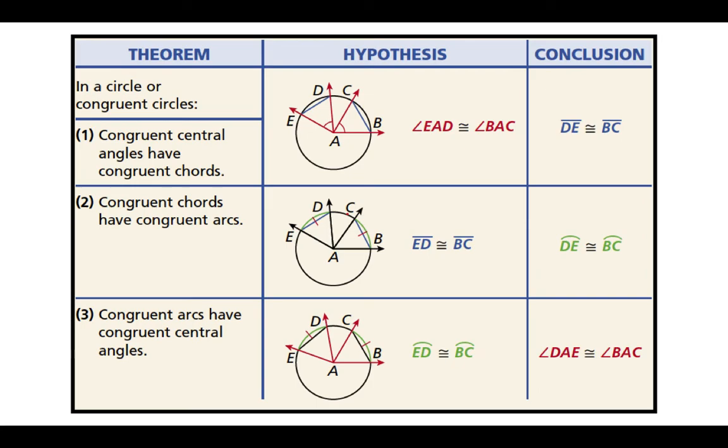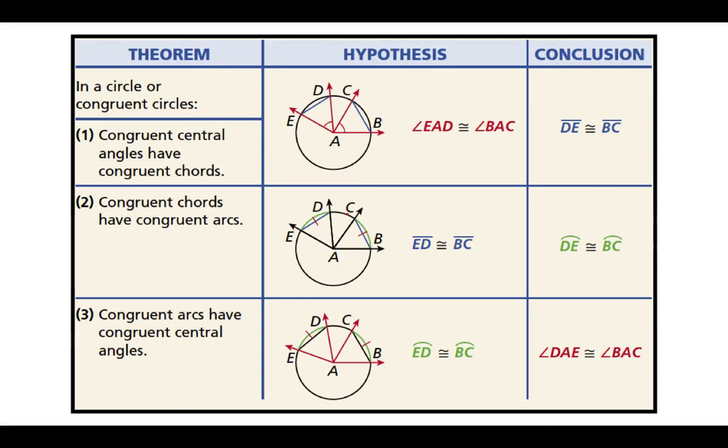Now here's our next one. Congruent chords happen to have congruent arcs. So if I gave you the ED and CB or BC are going to end up being the same distance, then that means that the arc that created those chords, that is engulfed by those chords, would also need to be the same distance. So congruent chords.